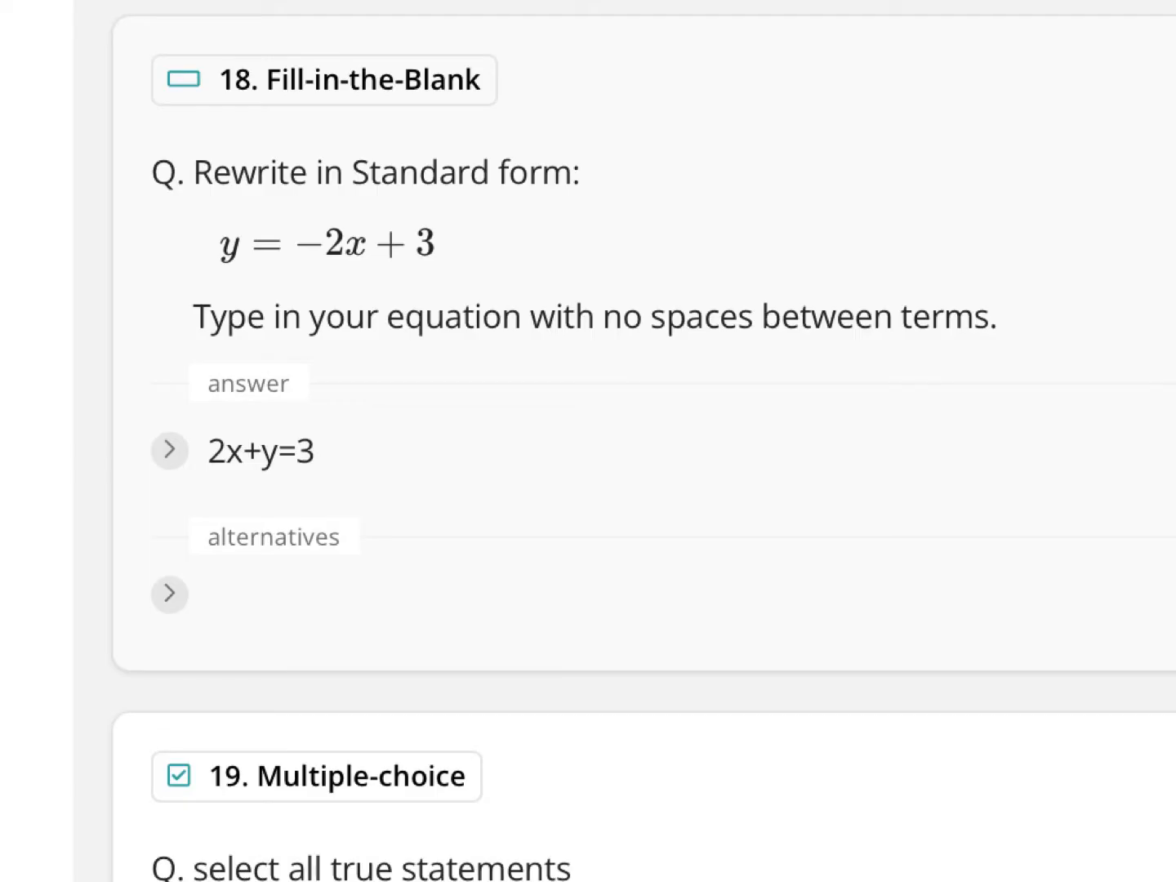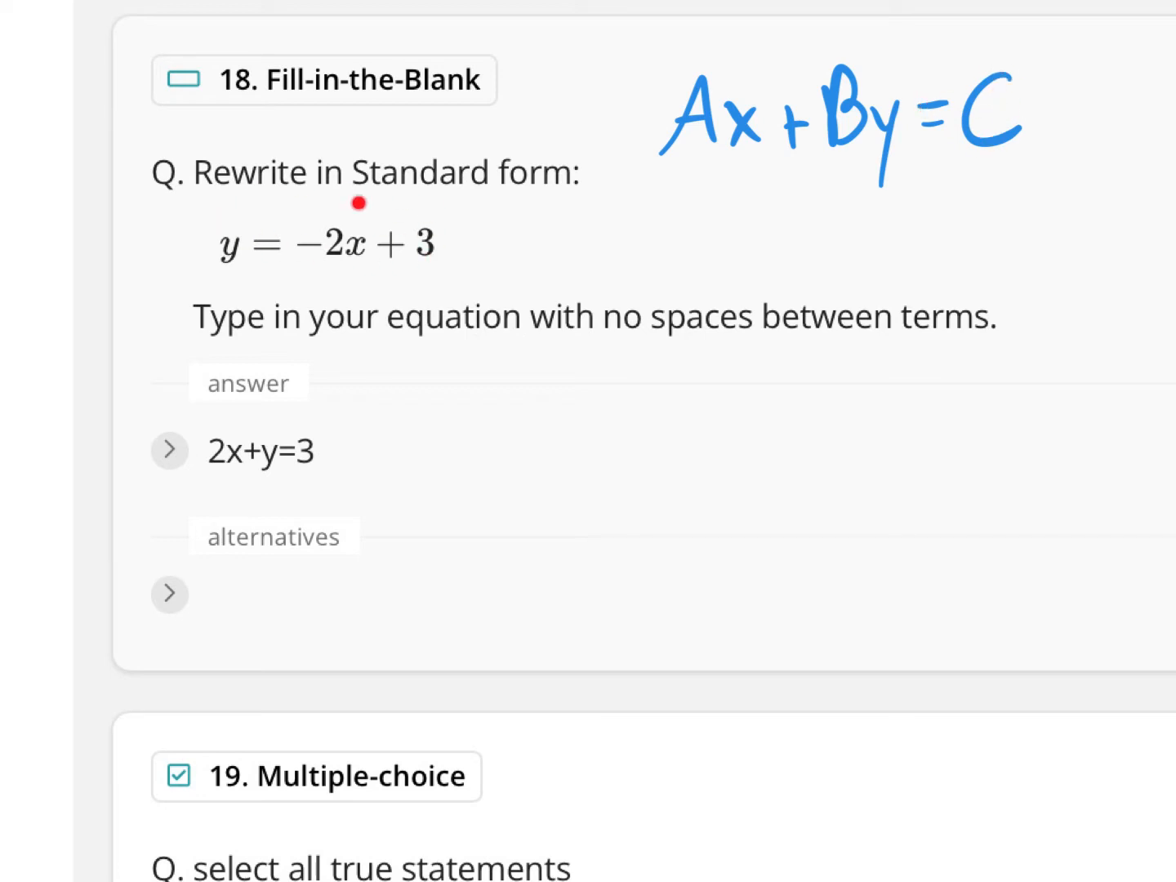Let's rewrite this equation in standard form. Once again, what is standard form? It's capital AX plus capital BY equaling capital C. They're capitalized to help you remember that you don't want fractions or decimals. And of course, you want the x's and the y's on the left side of the equal sign. And you want your constant value, your number without a variable, on the right side of the equal sign.